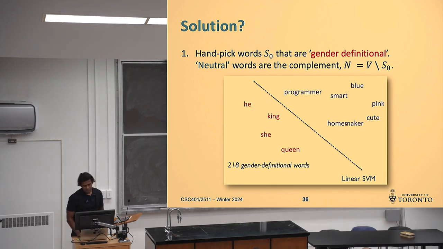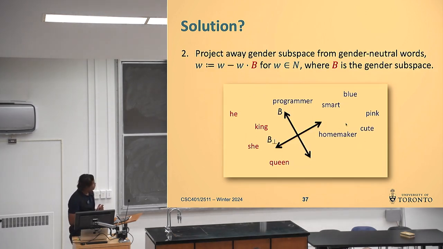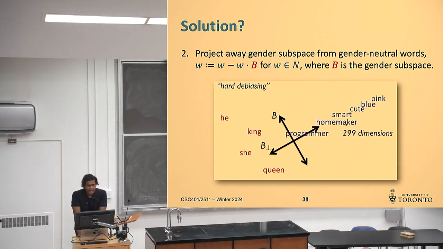And the idea is to move these gender neutral words away from the gender subspace. The way you can do it is to subtract the gender subspace from these gender neutral words. If you do it right, the goal is that you want them to collapse onto this axis, where it's neither he nor she. That's the goal. And hard debiasing actually achieves this goal, where the gender neutral words are collapsed into a neutral axis where it's neither he nor she, which we want to have.